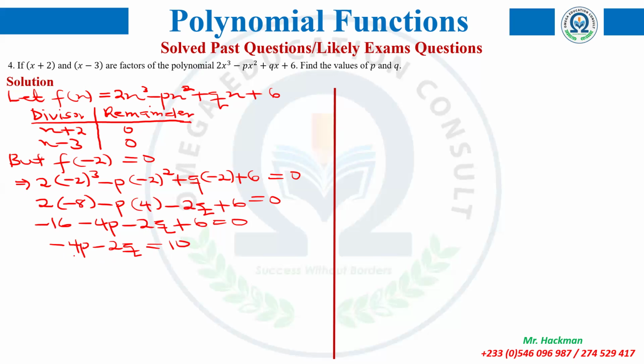But can we reduce it? Yes, we can, because we can see a common factor 2. So we can divide by 2. However, I will not divide by 2. I always want my leading coefficient to be positive. So instead of dividing by positive 2, I will divide by negative 2. You get the point?